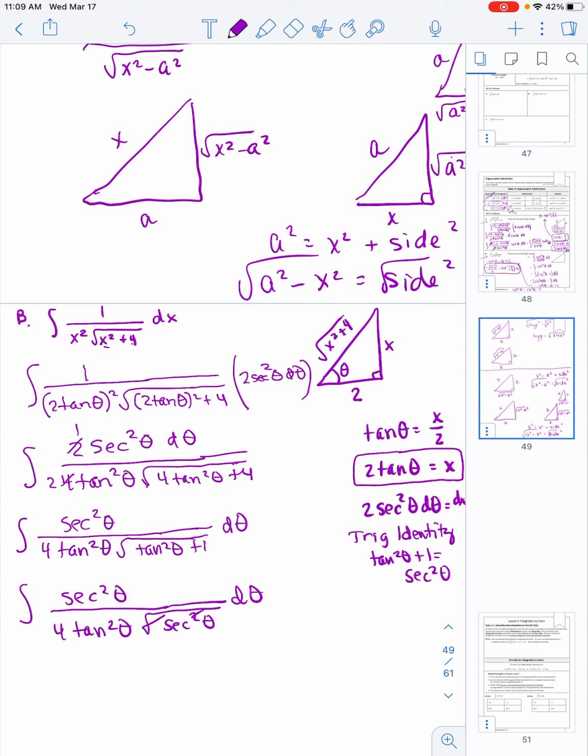And look, the square root and the square cancel. And then one of these secants is going to go away with one up here. Right? So that secant is going to go away with that one up here. Simplifying it, integral secant theta over 4 tangent squared theta d theta.